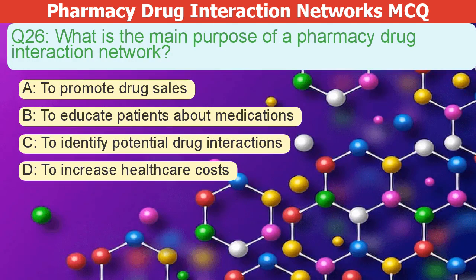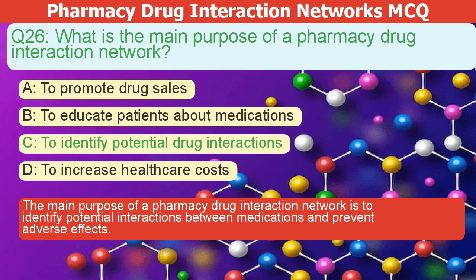What is the main purpose of a pharmacy-drug interaction network? A. To promote drug sales. B. To educate patients about medications. C. To identify potential drug interactions. D. To increase healthcare costs. The correct answer is C. The main purpose of a pharmacy-drug interaction network is to identify potential interactions between medications and prevent adverse effects.